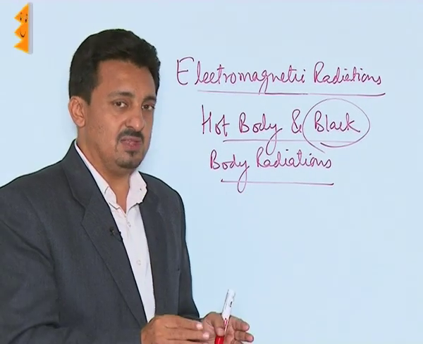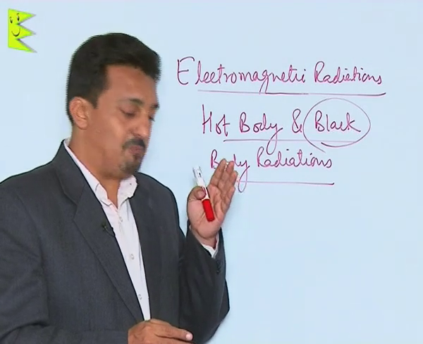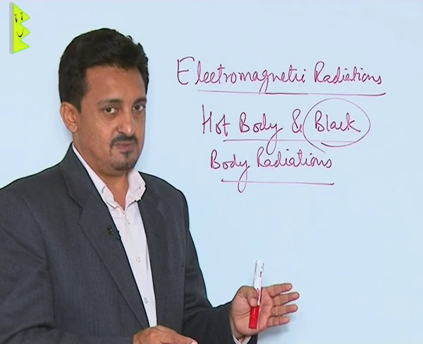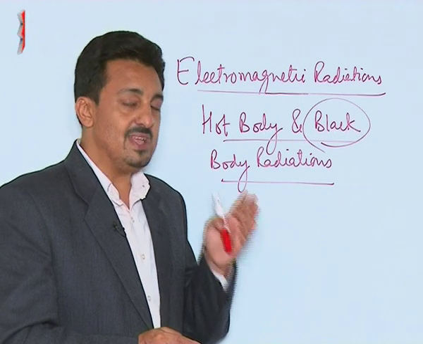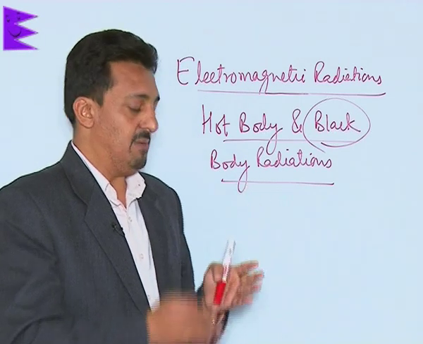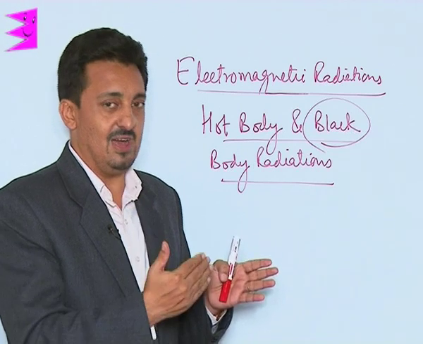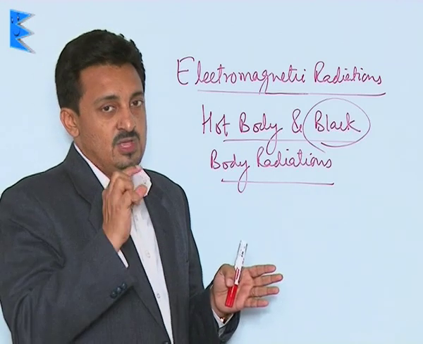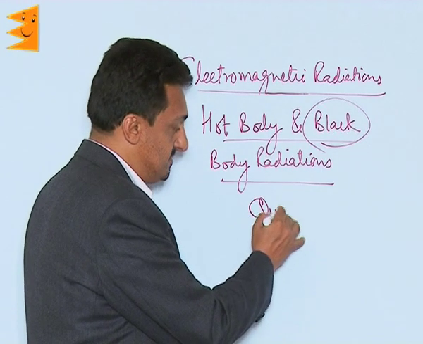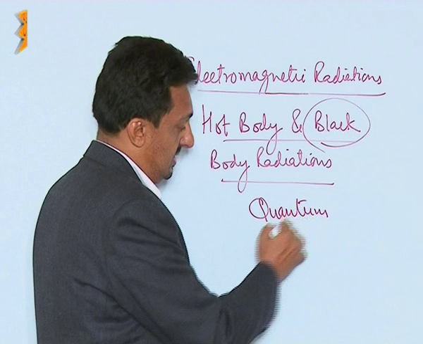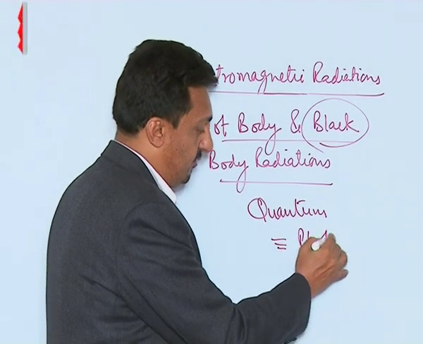Planck was the first one who explained them with the particle nature of the EM radiations, and on the basis of this he said that these radiations which are emitted out by hot body and black body are completely given out discretely in the form of small packets of energy which are called quanta or quantum, which particularly for light are called photons.